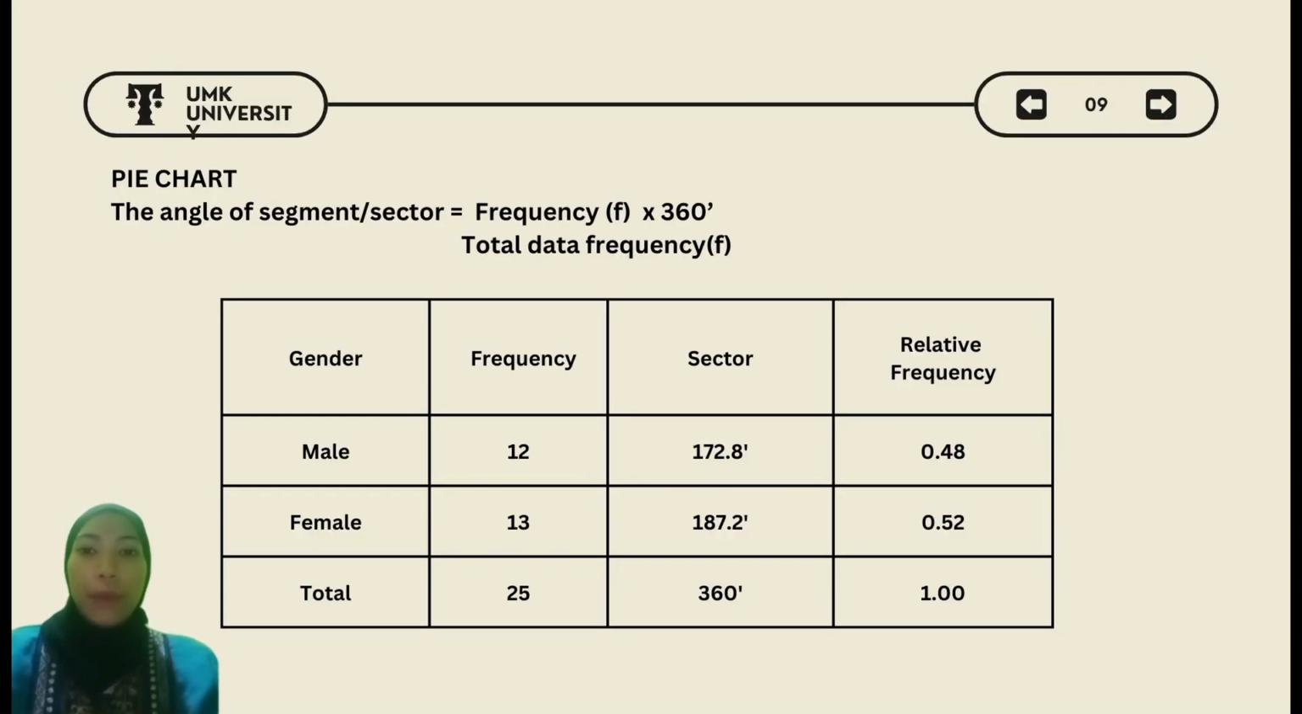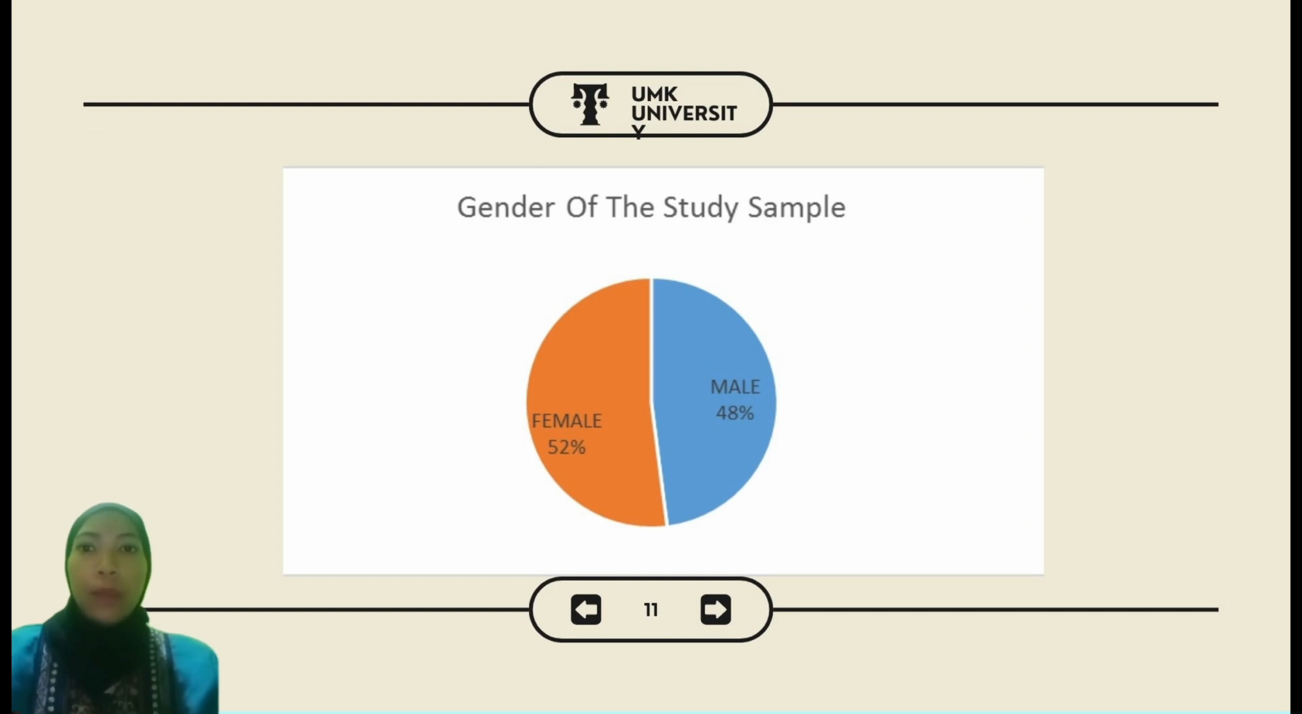Next, a pie chart for the gender of the sample of 25: 12 for male and 13 for female. For the pie chart, we use the formula to get the angle of each sector out of 360.